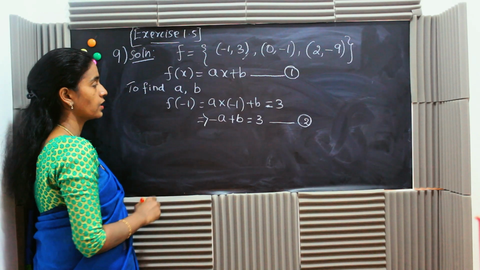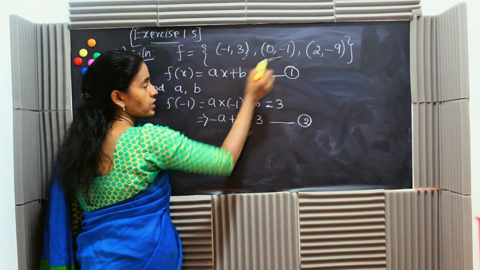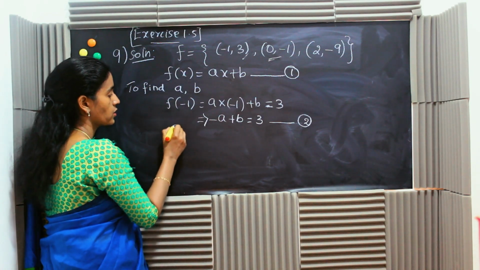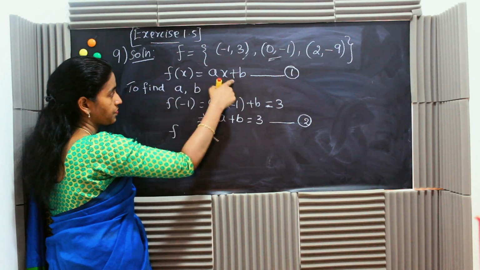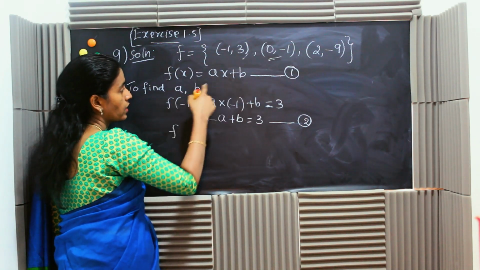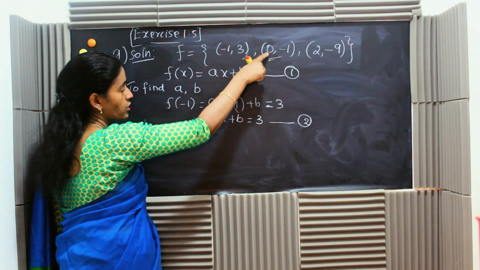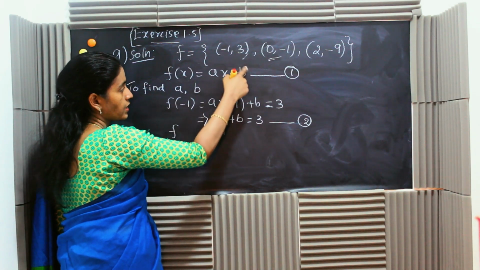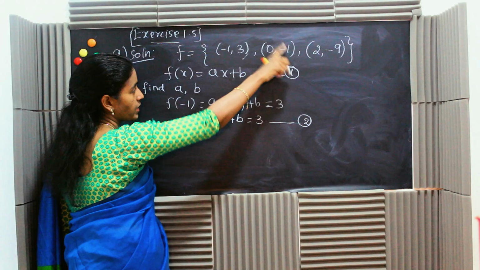Okay. Now, I am going to substitute this point 0, -1 in this formula. In place of x, I should apply 0, and in place of x here also I should apply the value 0, and for this whole thing we need to apply the value -1.